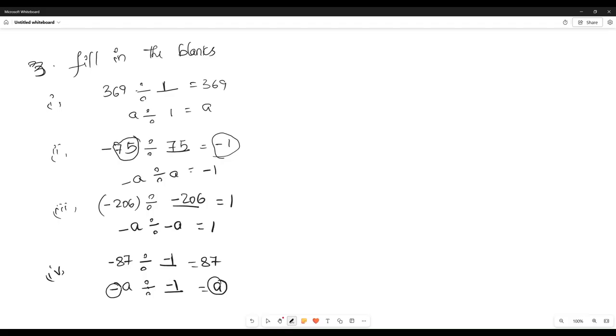So minus minus will cancel. And the fifth question: dash divided by 1 gives minus 87. It is like dash divided by 1 gives minus a. When we get minus a here, there is a minus a. So the answer is minus 87.